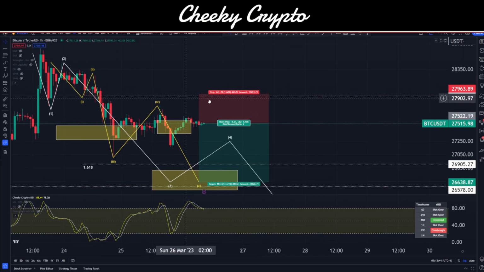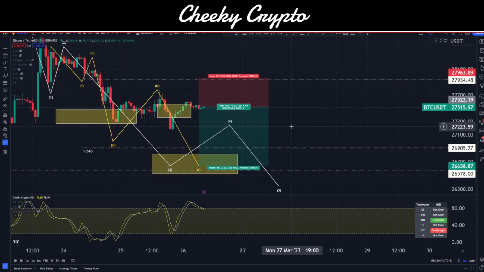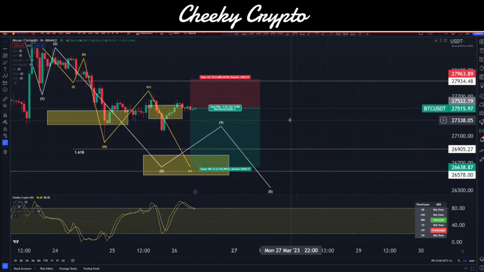And so maybe shorting it at market value at this point, 27,515. Stop loss above the wave 1 at 27,934. Maybe I will short it. Let me know what you would do in the comments down below.